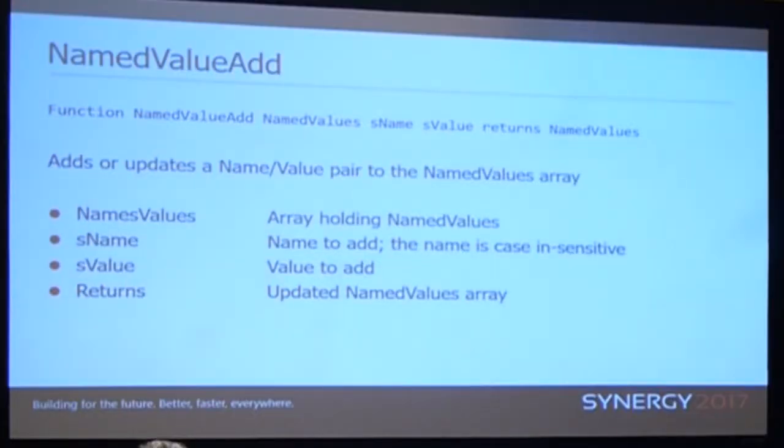Okay, the helper functions to put information inside the array. These are named value add. So you pass it the array of where you want to add a value to, so it's a complete array. You pass the name and the value that you want to store into that, and you get back the new array. That's how it works.